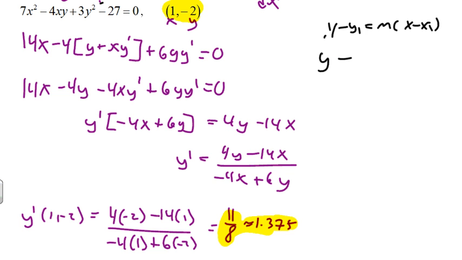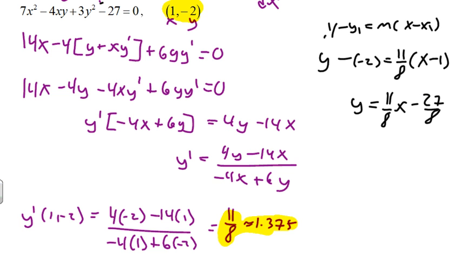So let's see. Y minus, my y1 right here is negative 2. Negative 2 equals my m, which was 11/8, and then x minus 1. Plug all that in. So that means you're going to do y plus 2 and then subtract and all that. And I guess then we would get y = 11/8 x minus 27/8. You could also put that in decimal form, 1.375x minus 3.375 or something like that. That would also give you the correct answer as well. Voila.